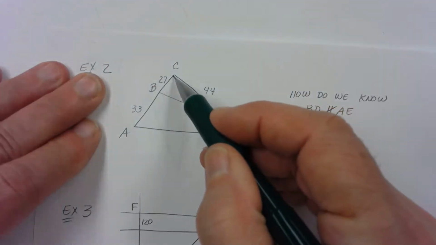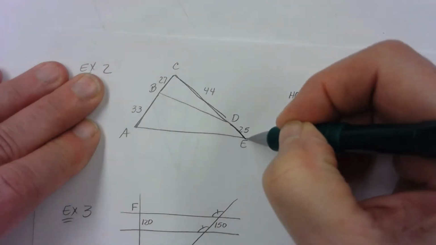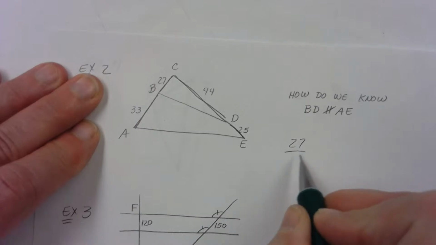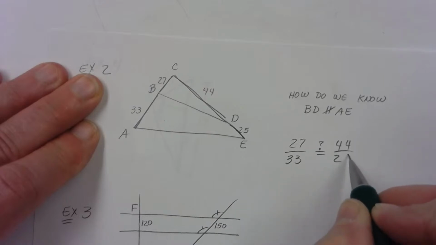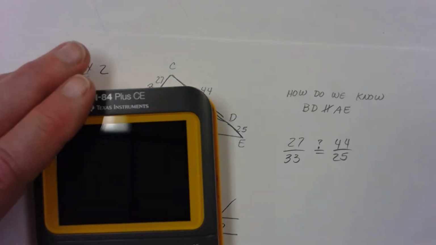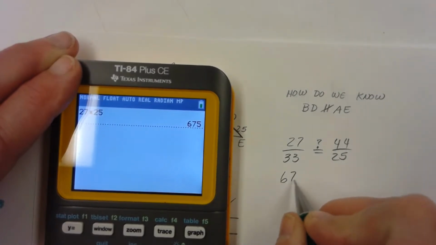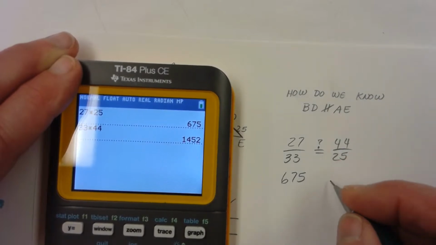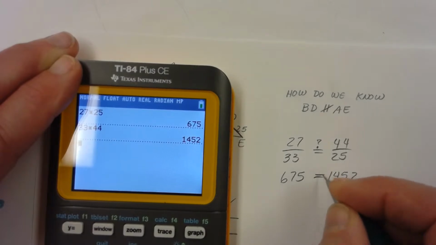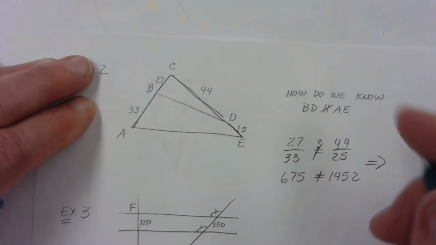What we'd have to do is say, if they are parallel, then this part would compare to this one the same as this compares to this. And so we would put that proportion together. We would say 27 is to 33. Is that the same as 44 to 25? And again, I'm going to call on my calculator. Cross multiplying, 27 times 25 is 675. And I do 33 times 44, 1452. Not equal. Therefore, these are not equal. That implies that BD is not parallel to AD.